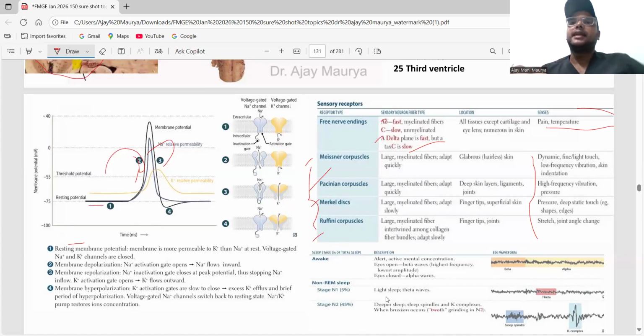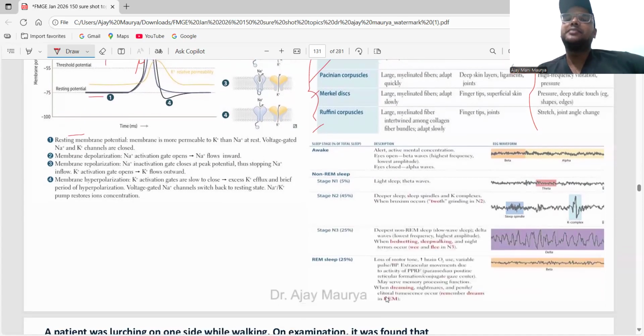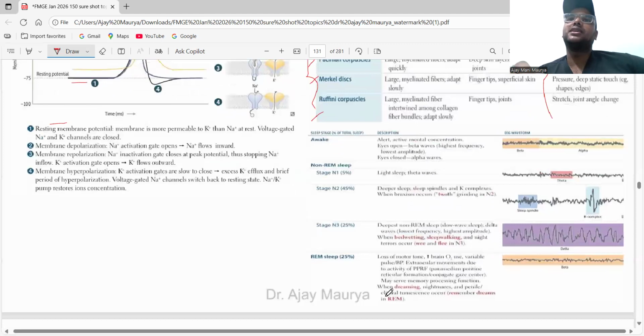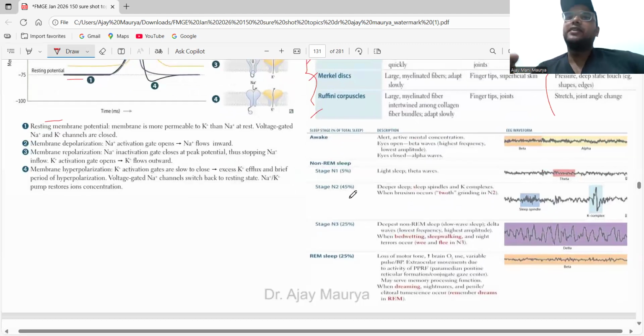Okay. And the next one, guys, this is the sleep cycles. I think everyone knows this is when the patient is awake, guys, there is active mental concentration. Obviously, the eyes will be open. So this is there is a non-rapid eye movement. This is the NREM. Okay, the stage one will be like this one, guys.